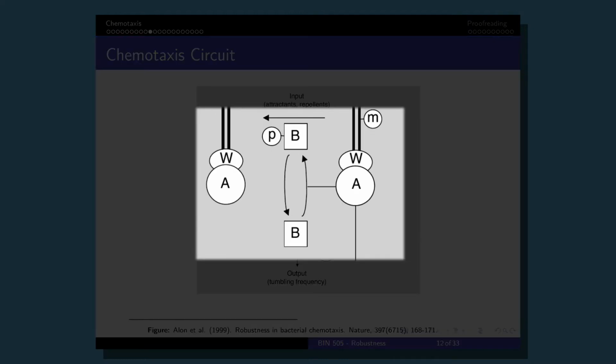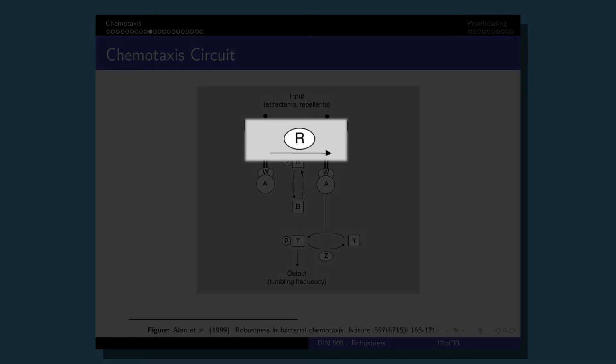Key A phosphorylates key B, which means as there's more active receptors around, so more of the methylated unattached receptors, the faster key A is phosphorylating key B, which means there's more phosphorylated key B around, which in fact demethylates the receptors, making them inactive. So there's a negative feedback loop there. The more active A means more active B, which deactivates A.